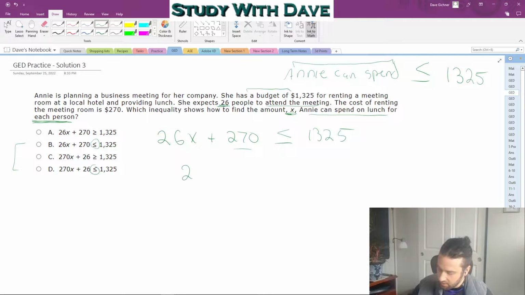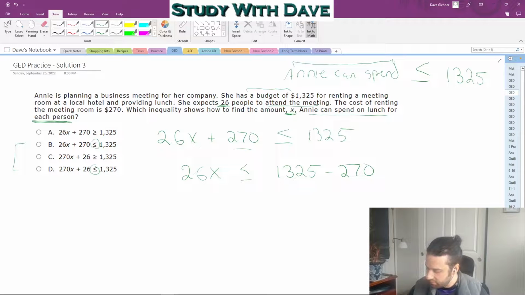Or you could say 26X is less than or equal to 1325 minus 270. But it looks to me like B is the answer because that was the first form. So let's not get too ahead of ourselves.